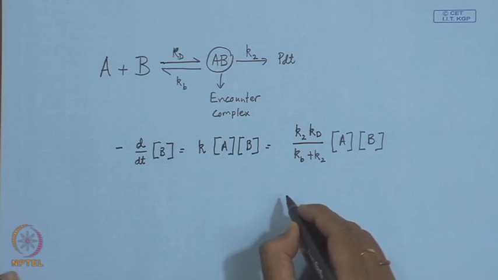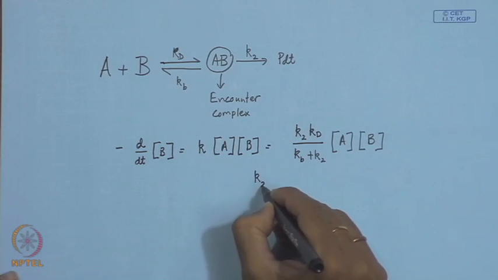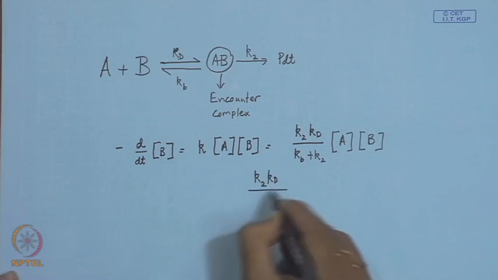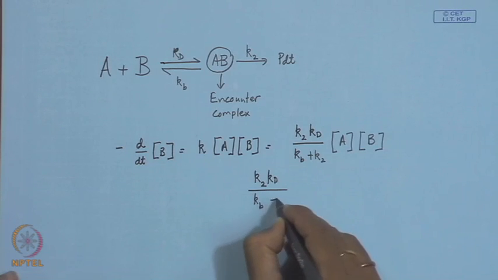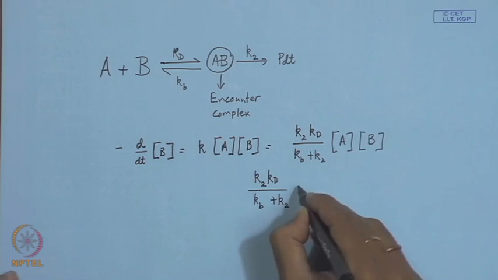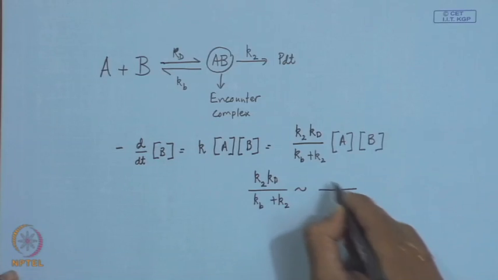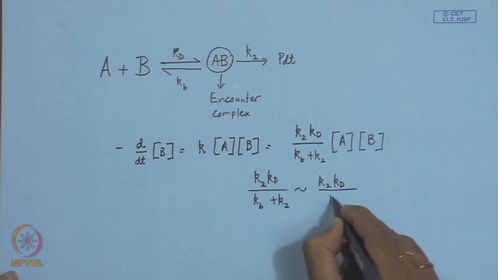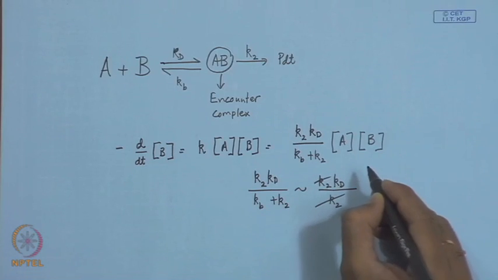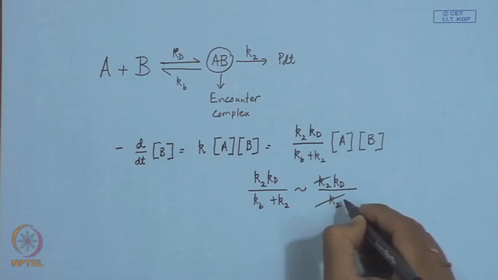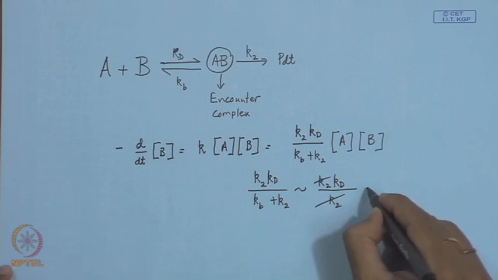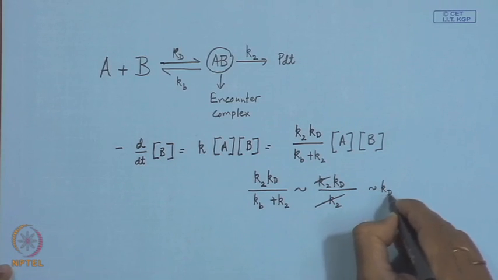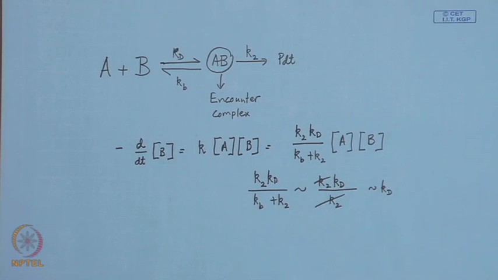Okay. So, that means if K2 Kd divided by Kb plus K2 equals K2 Kd divided by K2, that means the K2 gets cancelled, and it is Kd. The reaction is said to be diffusion limited.